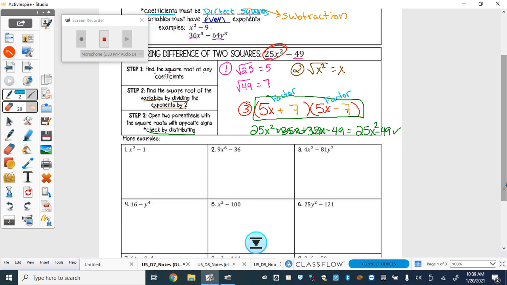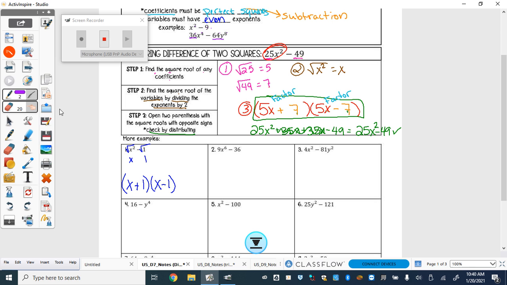So let's practice this. So number one, remember we're going to take the square roots of these. So the square root of x squared, divide those exponents by 2, so I get x to the first. Square root of 1 is 1. So I'm going to have x plus 1, x minus 1. Square root your perfect squares.